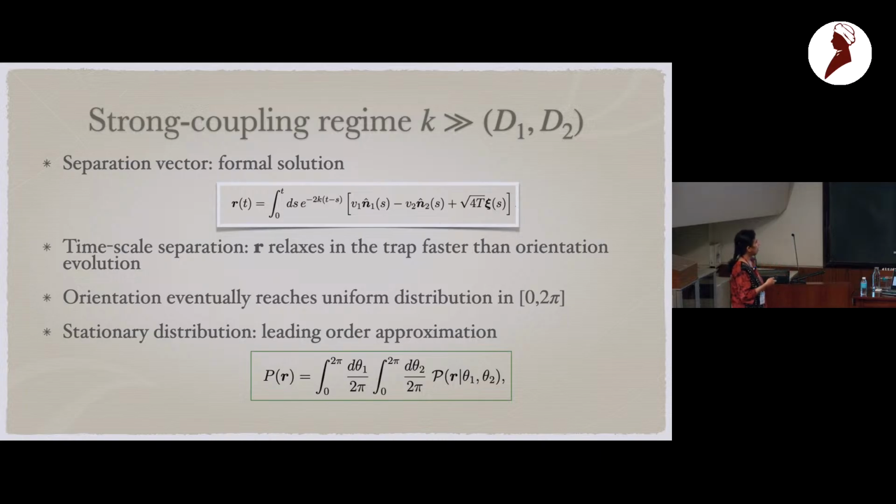So here K is much larger than D1 and D2, so K inverse, which is the time scale to relax in the trap, is much smaller. By the time these two particles change their orientations appreciably, the R degree of freedom has already relaxed. This is the regime we are working in. In that case, we can assume that the particle is relaxing to a position for fixed theta 1 and theta 2. We compute that position, and then we average over theta 1 and theta 2 to get the stationary state distribution.